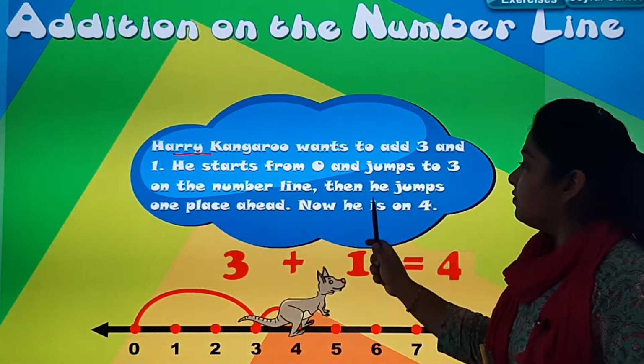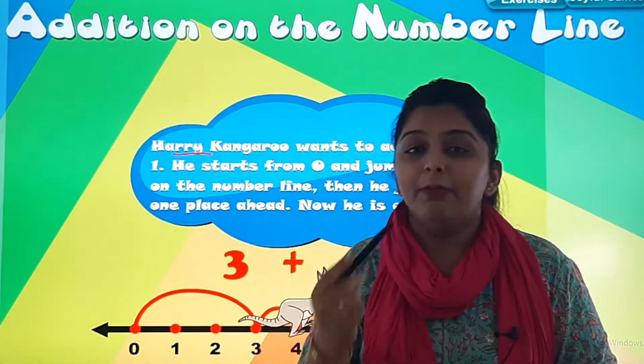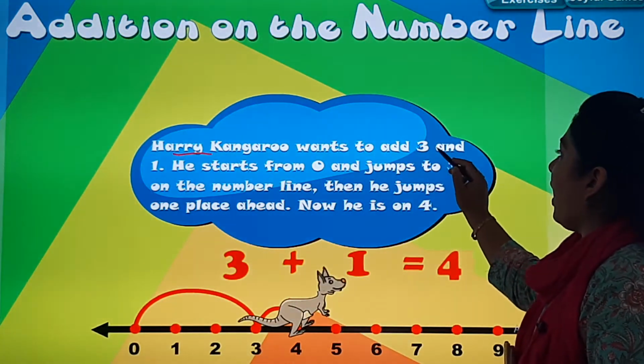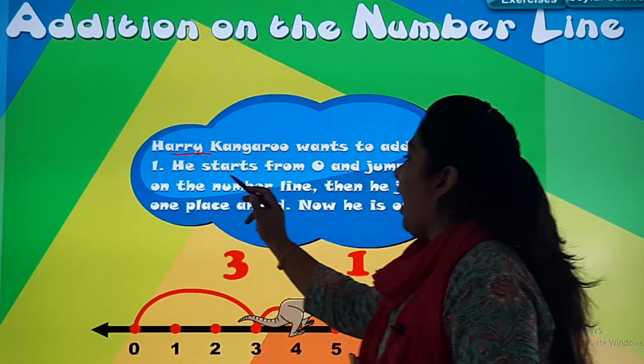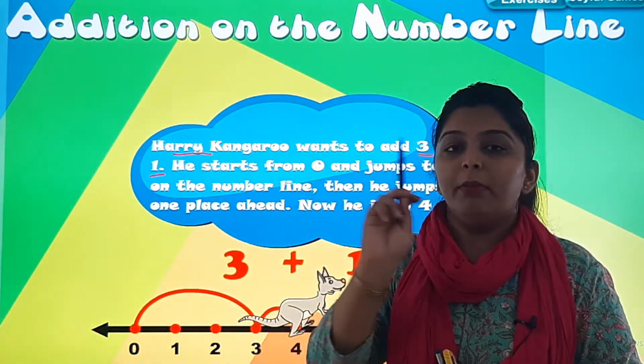Then he jumps 1 place ahead. Why did he jump only one place ahead? Because he wants to add number 3 and number 1. So the first number is number 3.